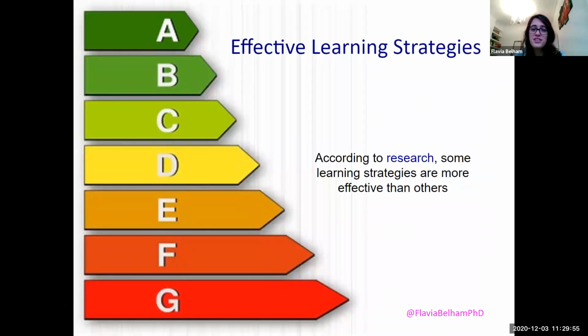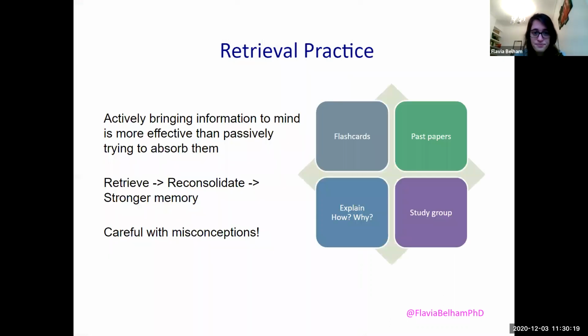So what are effective learning strategies? They are the ones that, according to research, are more effective than others. So they are not about guessing, they are not about thinking, I think this works better. They're about actual evidence-informed, evidence-based strategies that have been tested, validated, replicated, and we really know that they work.